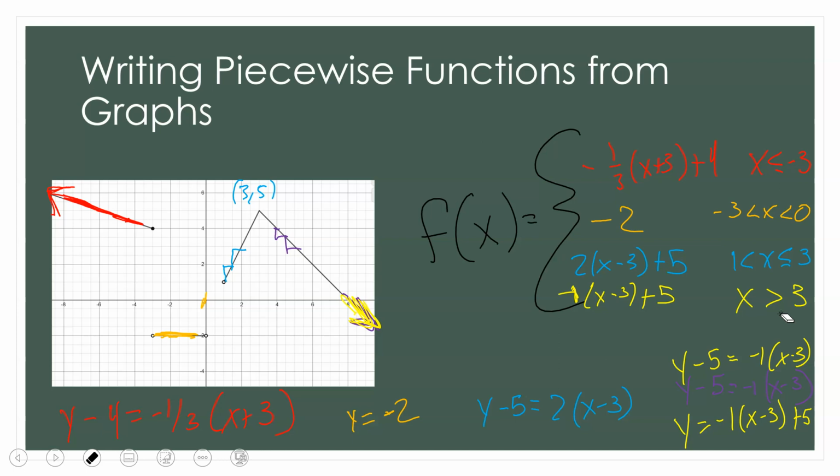If you can write the equation of a line, it's really just that with a little bit of extra work to determine the domain for each individual chunk. Check for open circles versus closed circles to determine if it's going to be greater than or equal to, less than or equal to, and that's all there is to that, okay? So that's writing piecewise functions from graphs.